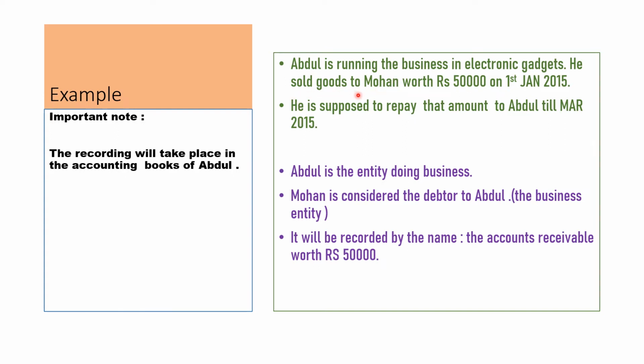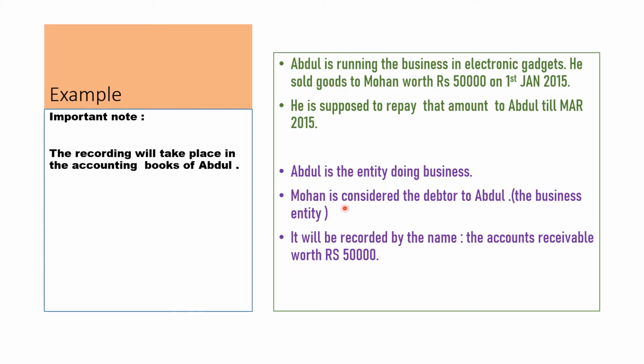Okay, so here Abdul is selling the goods to Mohan worth rupees 50,000 on credit, because payment was not done immediately. So that means the payment will be done in the future. That means Abdul sold goods on credit to Mohan. You can conclude on this part. Okay, that means Abdul sold goods to Mohan worth 50,000.